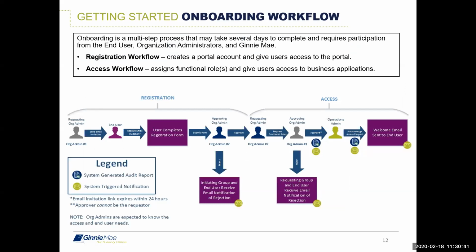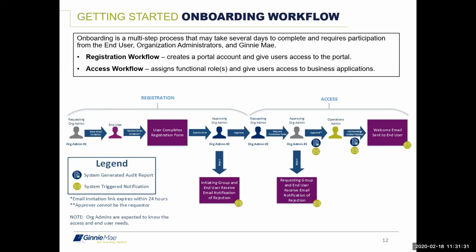So if you start on the left-hand side of your screen, this begins with an organization administrator sending an email invitation to an end user. That end user completes the invitation with a few additional details, including their phone number and setting up their password. Adding information, if they have an RSA token, can be done at this time. They submit that form, and then another organization administrator, meaning not the organization administrator who sent the invitation, will receive that registration request and will approve it if everything is correct.